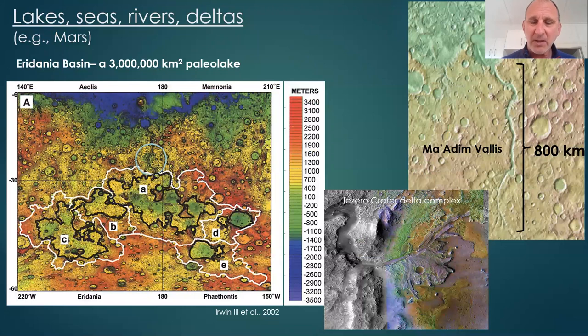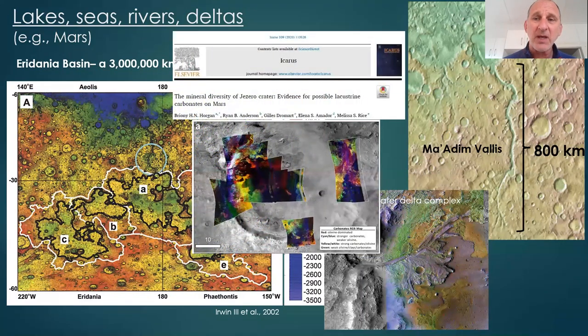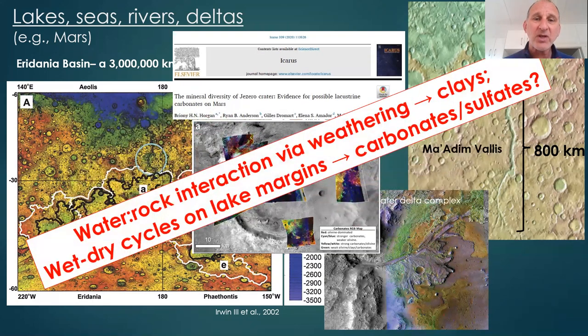And if we think about what happens with that sort of water-rock interaction, we can generate a certain amount of mineral complexity. And there's a nice paper by Brian Horgan, for example, that's looking at the edge of Jezero Crater, where there's an enrichment of carbonates in olivine-rich rocks that could be the result of water-rock interaction through dehydration and wetting-drying cycles. So we can generate a certain amount of mineral complexity through this very early process.